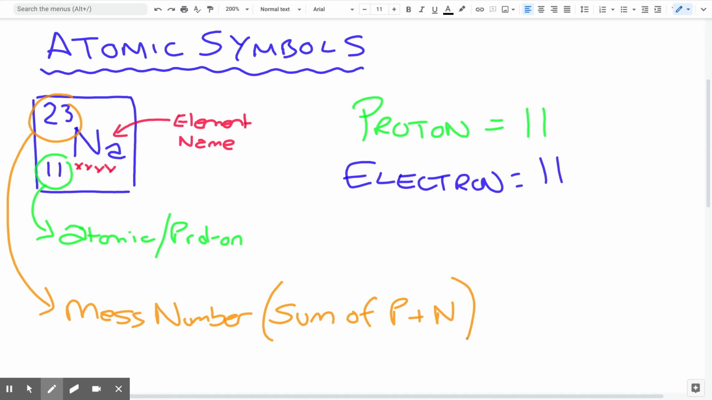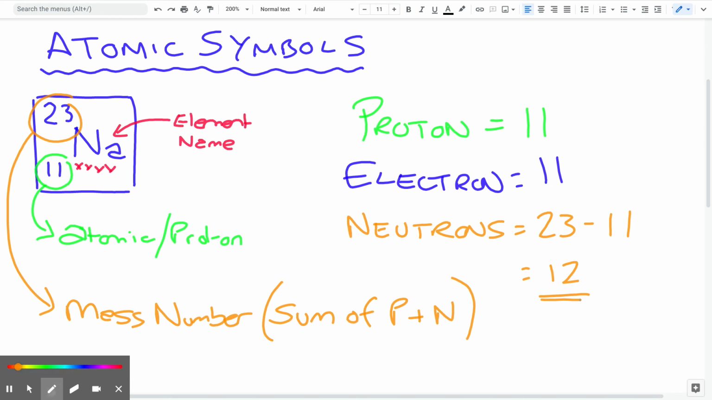Now, that's not telling us specifically how many of each of them there are directly. However, because we already know that there are 11 protons within here, we therefore can work out the number of neutrons by knowing the number of protons and subtracting that away from the mass number, which will give us, in this example, 12 neutrons. And then obviously for an atom of sodium, 11 electrons, and by definition, the initial value of 11 protons.